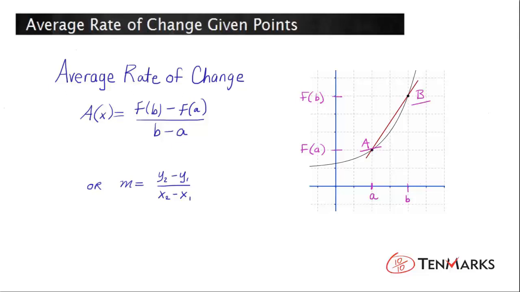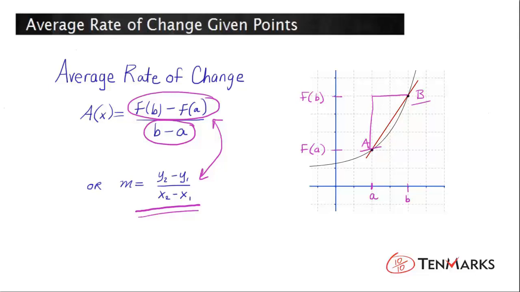And that's why these formulas are the same. You probably remember this one from slope, m equals y2 minus y1 over x2 minus x1. Notice these are the same formulas, just written differently. So back to the formula, to find the difference between f of b and f of a, we're just going to subtract, and that's going to give us this distance here. And then we would also find the difference between our x values, or in this case b minus a, and that's going to give us our distance here. And once we have those two values, we just divide.